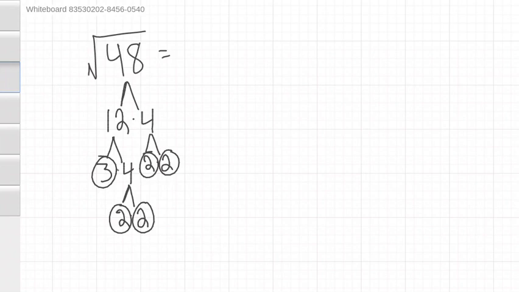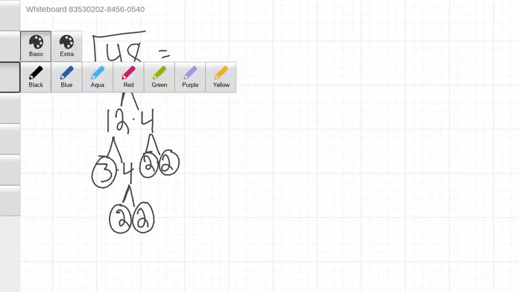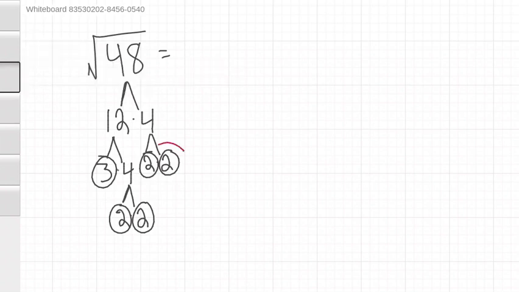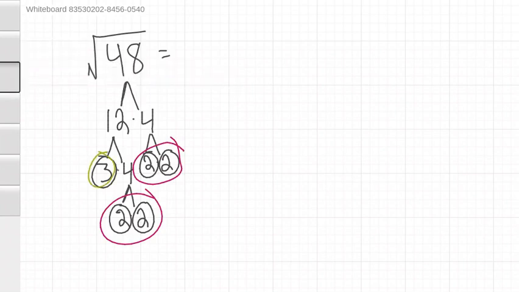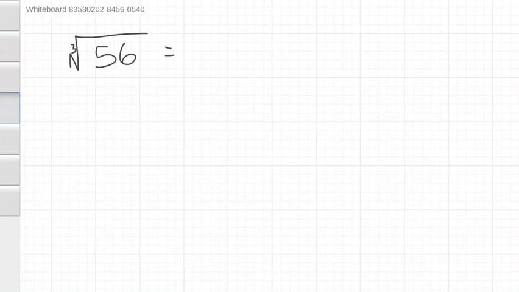So now we gotta find our group of 2, our pairs. Well, we can see that there are 2 2's and another pair of 2's. And then there's 1 3. So now we would have 2 times 2 to the square root of 3, which is just 4 square root of 3. Let's do the cube root of 56.